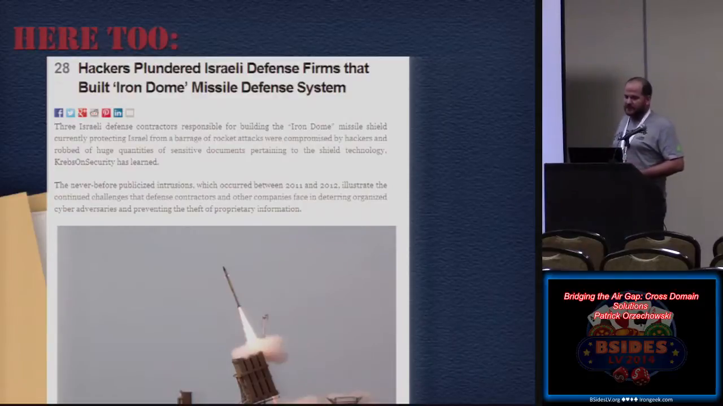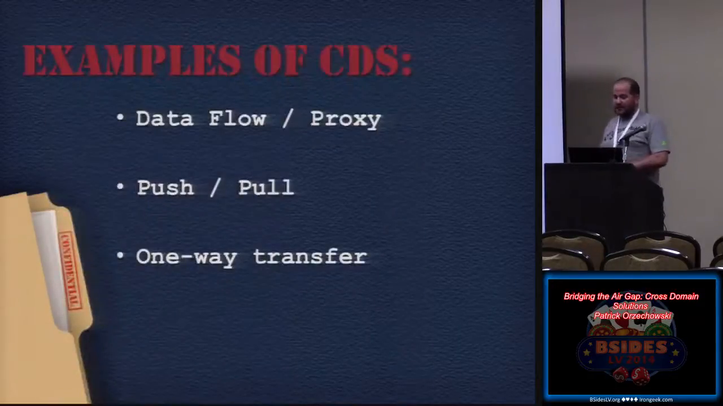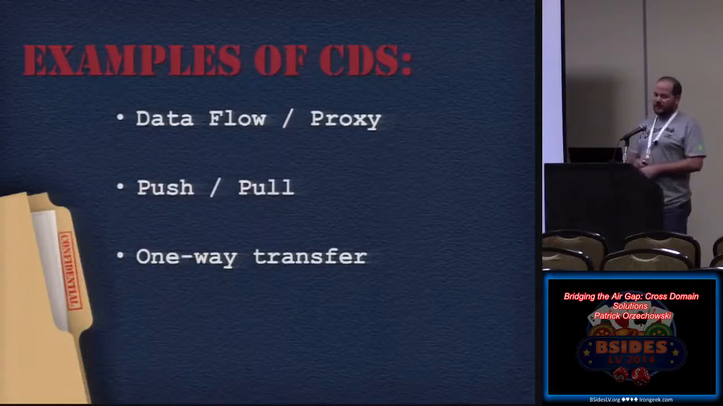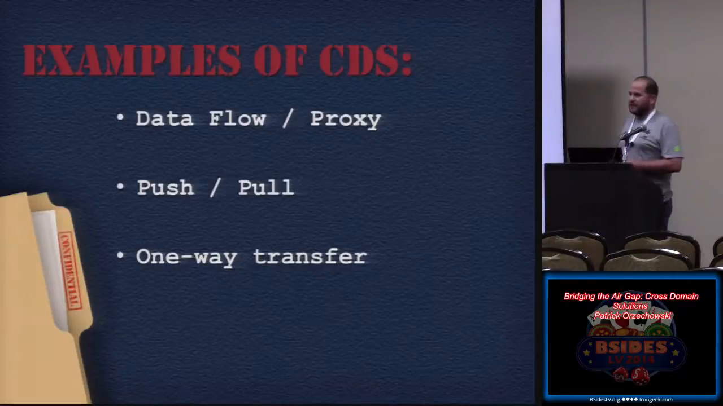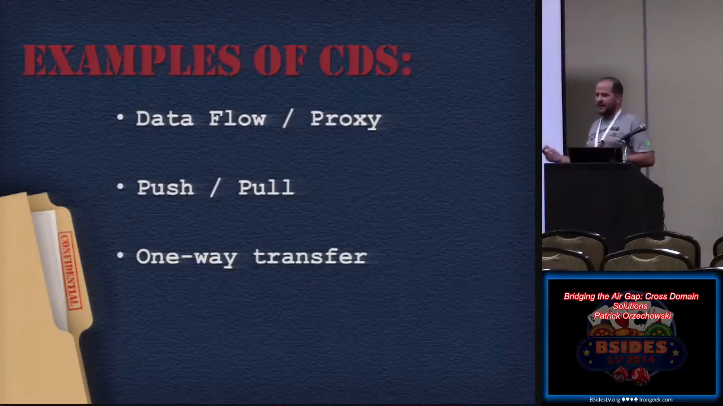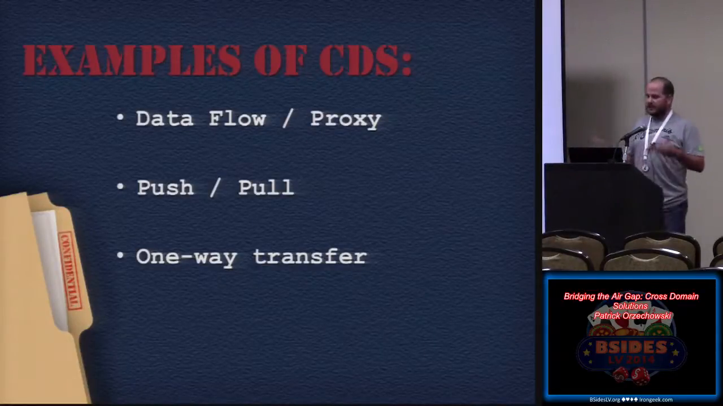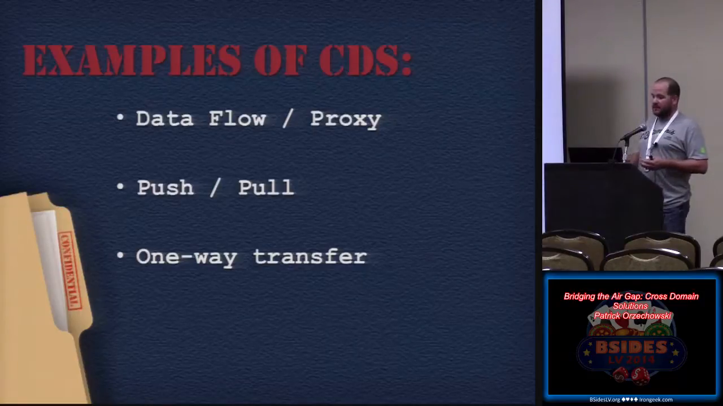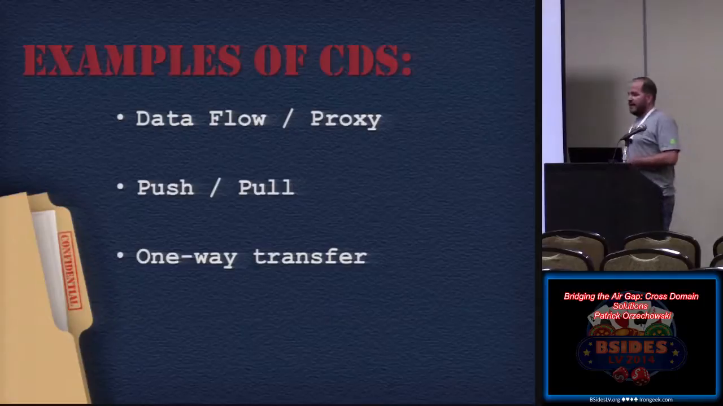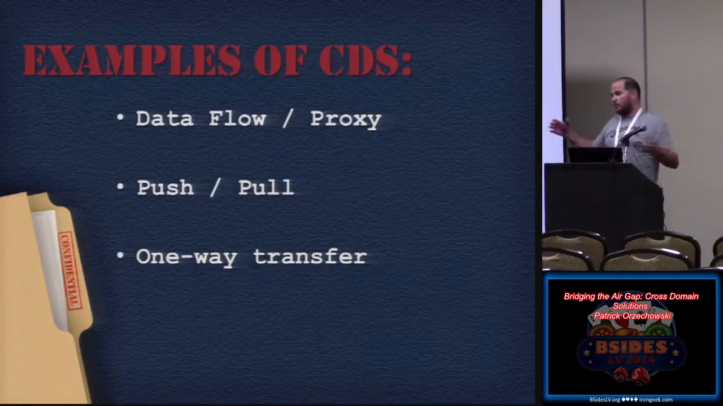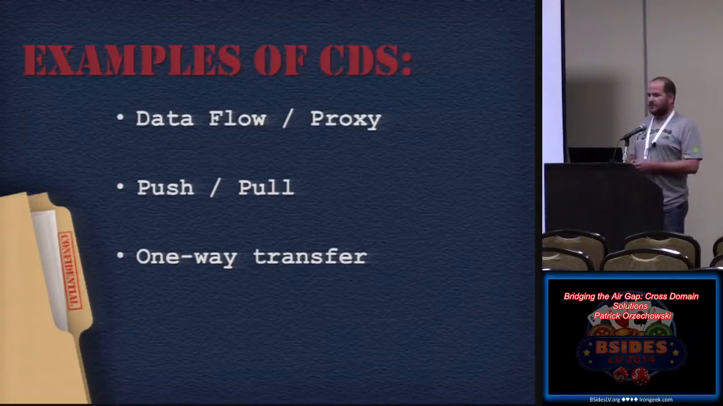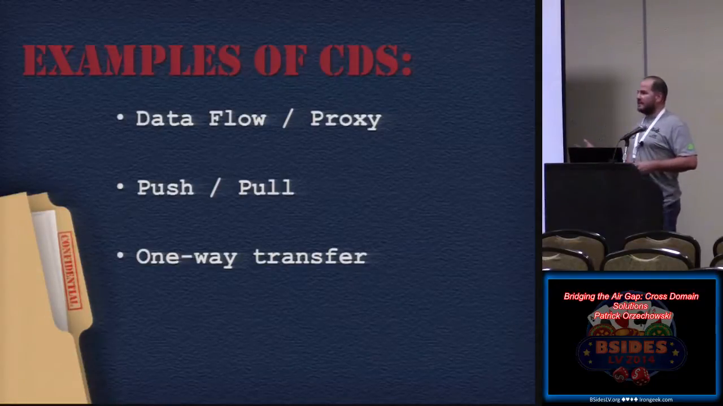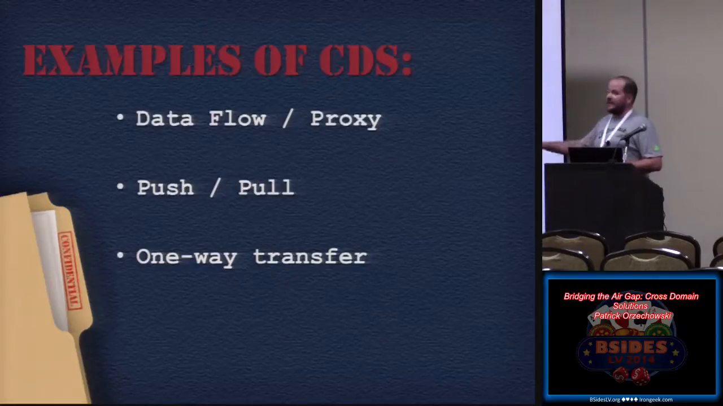Some examples of CDS: data flow proxy, push-pull, and one-way transfer. And I'll go through each. Quickly, data flow and proxy, you'll have a TCP connection on either side or UDP connection on either side. You're actually connecting to the CDS, the guard. Push-pull is a pretty cool paradigm. It acts as a client on both sides, or one side or the other, right? So we'll look at that. And one-way transfer is basically one-way fiber transfer to get data into a network, but data cannot flow out.